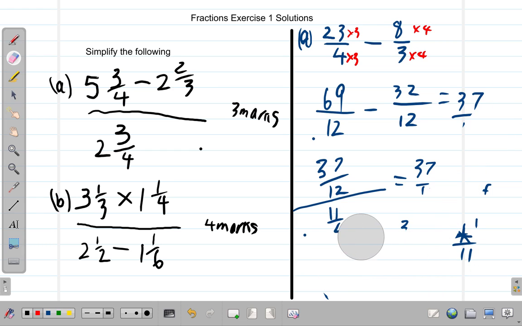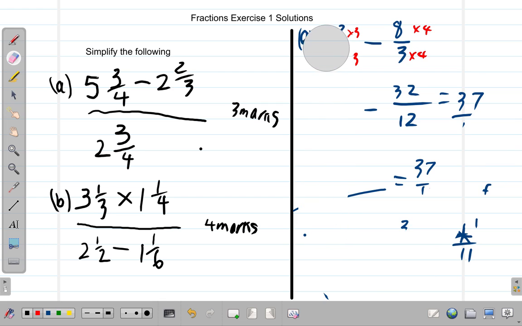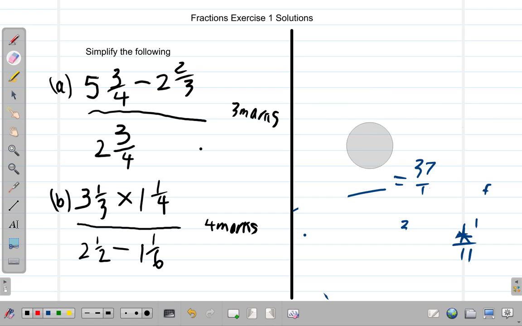Let me erase this and this. Alright. I have to be careful as I go near the line. I don't want to rub the line out. Now, part B. It says 3 and 1/3. So for part B, we have 3 and 1/3.